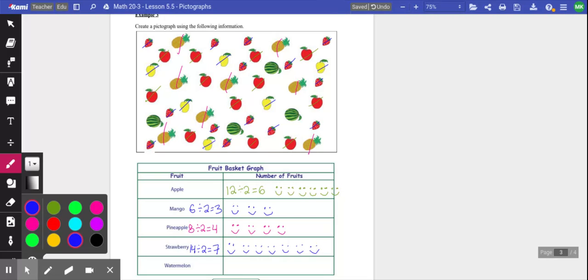And lastly, we have watermelons. So if we count our watermelons, there's 1, 2, 3, 4. Divided by 2 tells me I need 2 smiley faces. 1, 2. And I've now created a pictograph to represent my survey of fruit.